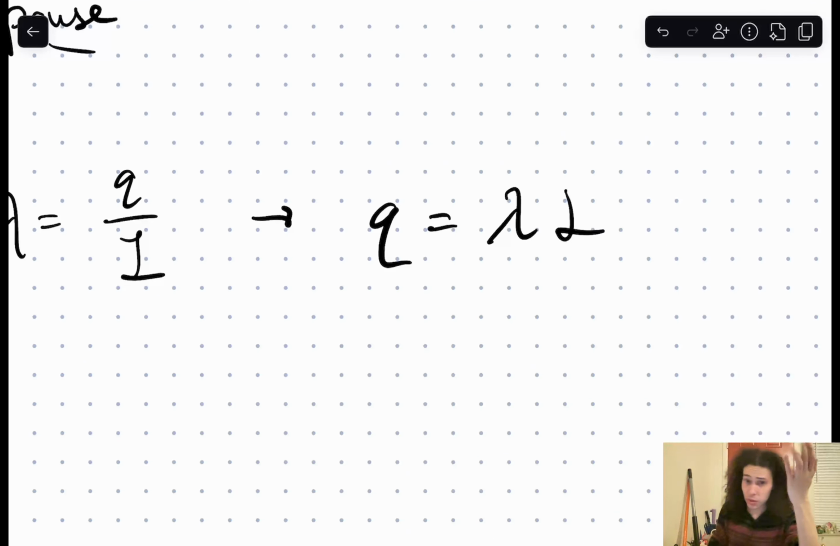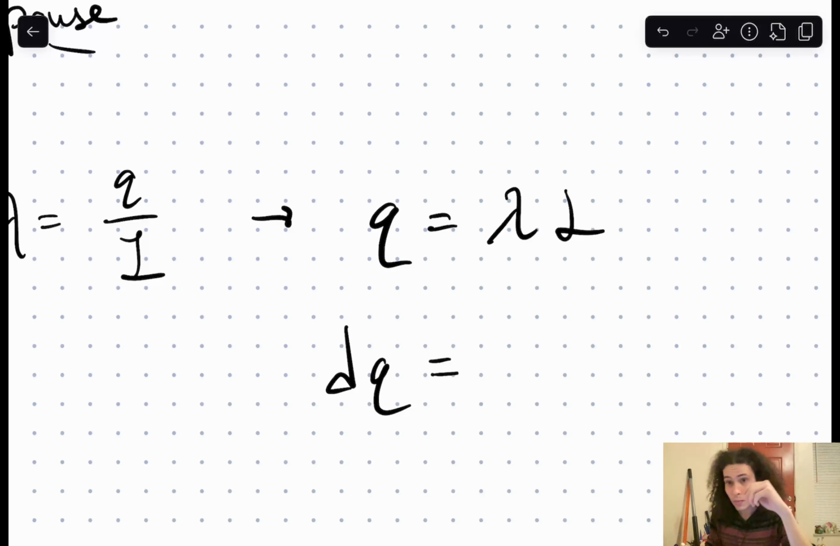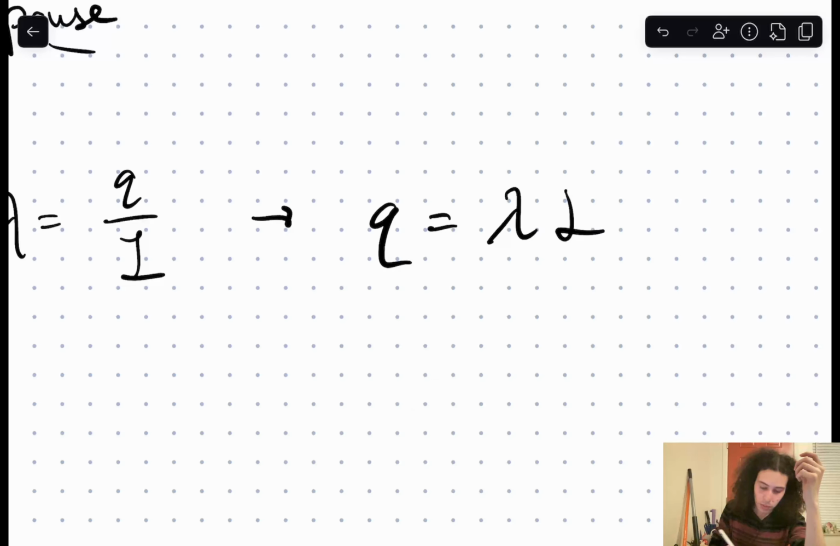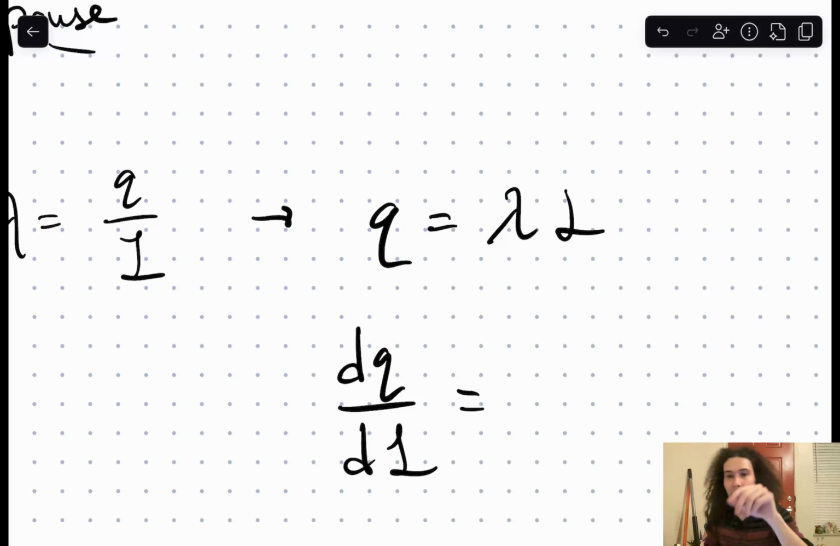Now suppose we take a differential element of this charge, and you take a derivative with respect to L, or more explicitly, dq dl. When you take a derivative and there's an L, the L goes away. Is it right for me to assume that if you're looking at this, you know calculus? I don't know.